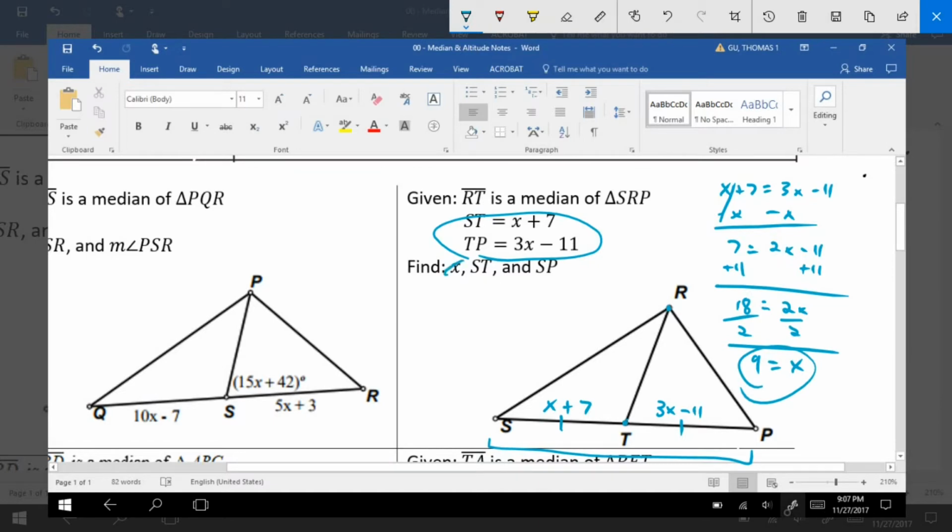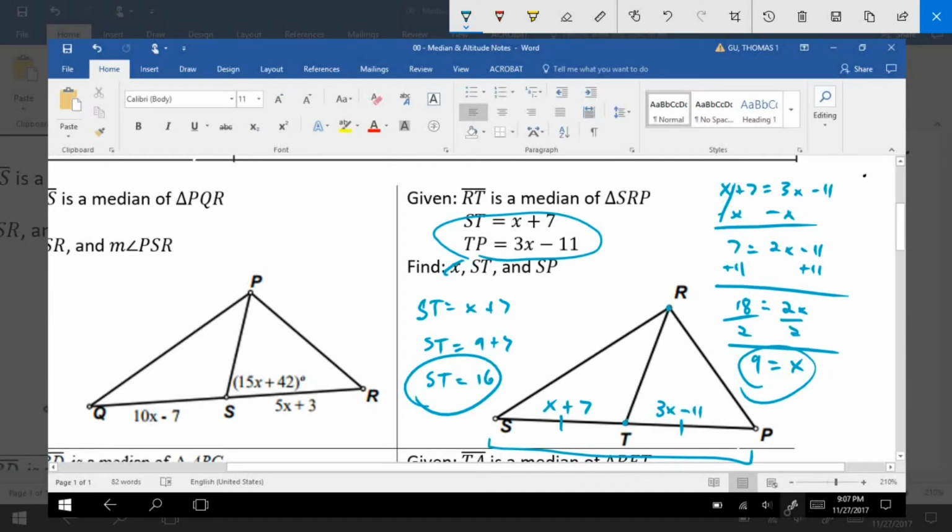Now I need to find ST. ST is x plus 7 right here. So ST equals x plus 7. What is x? x is 9. So ST equals 9 plus 7. So ST equals 16. We have found ST. Now we need to find SP. Well, I could do x plus 7 plus 3x minus 11 and find SP. Or, remember, ST is half of SP because it's a midpoint.